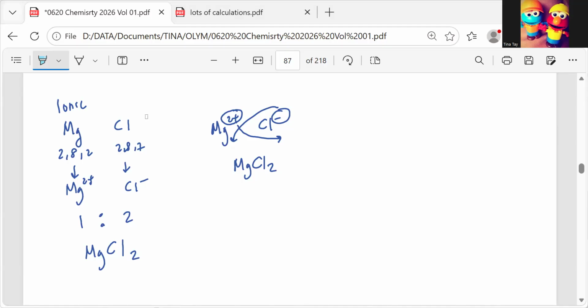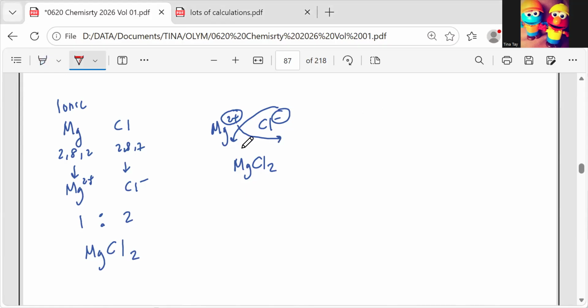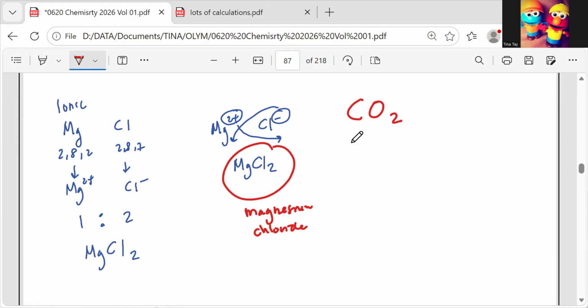All right. So like this, when it's MgCl2, we just call it magnesium chloride. We don't need to call it any dichloride, trichloride, it's just magnesium chloride. Now, if it is CO2, we call this carbon dioxide. So then you're going to be very confused. Teacher, why this one carbon dioxide, but this one just magnesium chloride? Why no need dichloride? So this one is a covalent or an ionic?